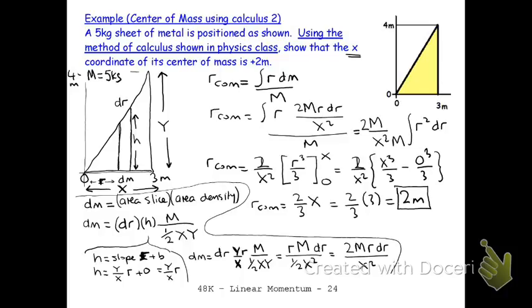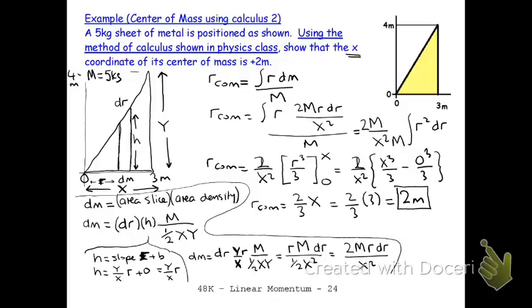Now, we didn't expect it to be in the middle, because there's more on the left-hand side. So we knew it was going to be between 1.5 and 3 meters, but we didn't know it was going to be 2 meters. And it turns out for all triangles, the center of mass is 2/3 of the way along from the little end to the big end. It just comes out of the math.